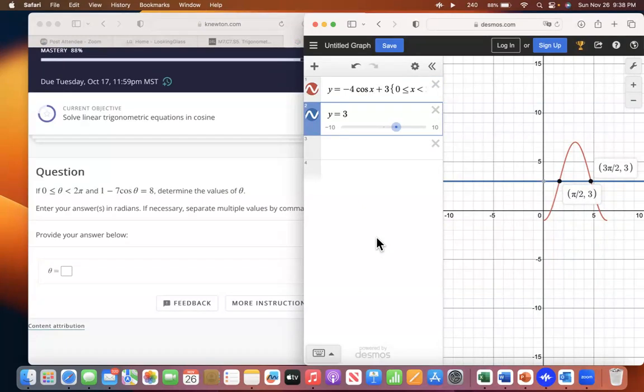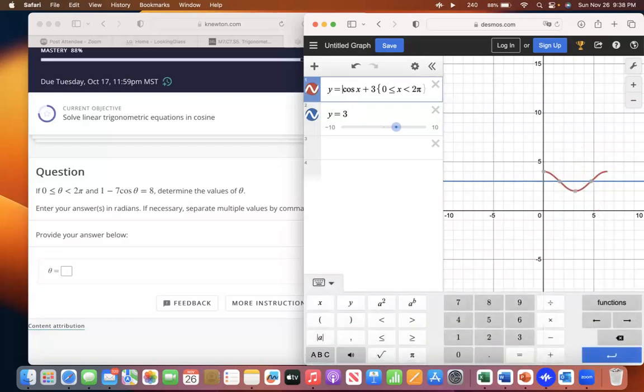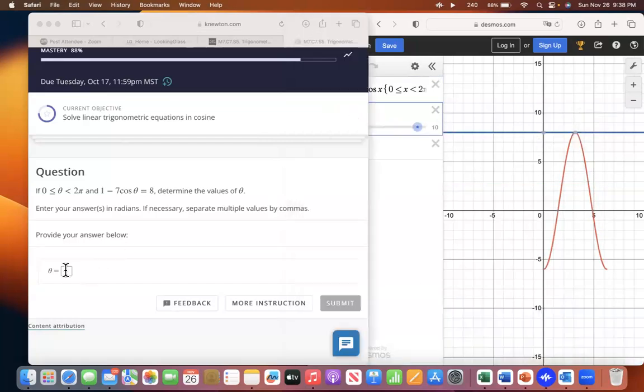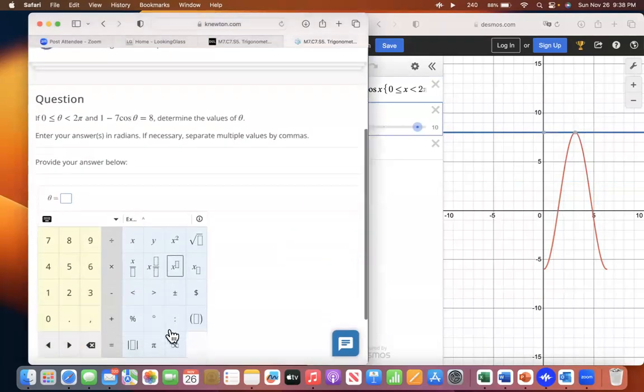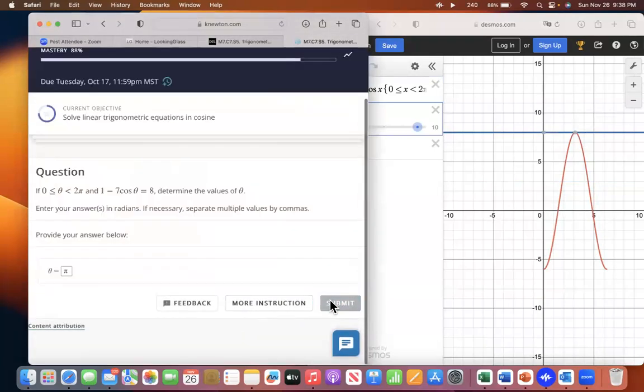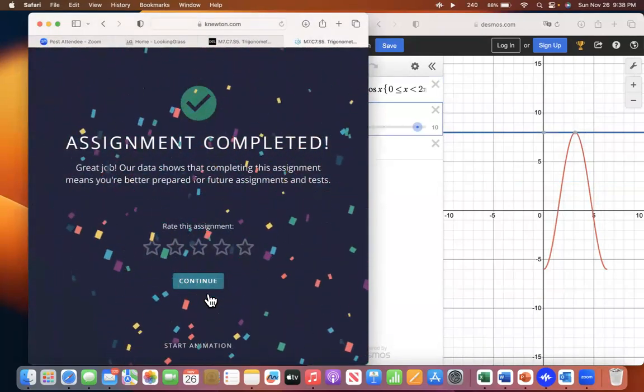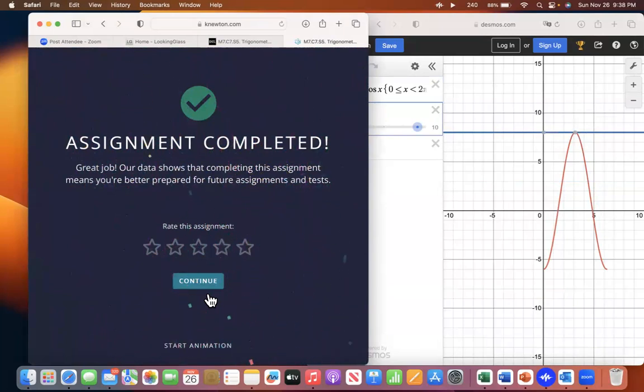With this one, does it matter how I write it? Just follow what it has there, 1 minus 7 cosine x and then 8 for the second one. So basically to answer your question, you just want to follow whatever they have in there. 1 minus and then is equal to 8, which is pi. Cool. We're done with that.